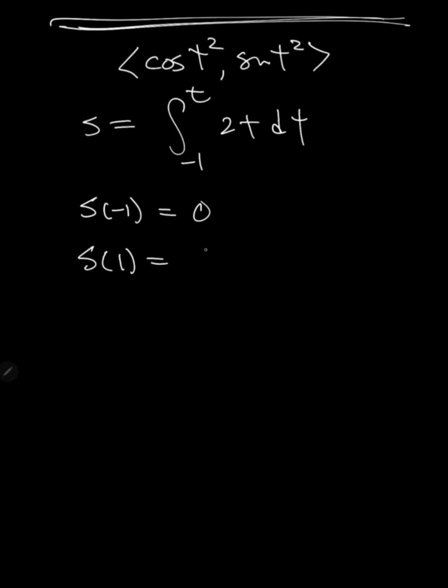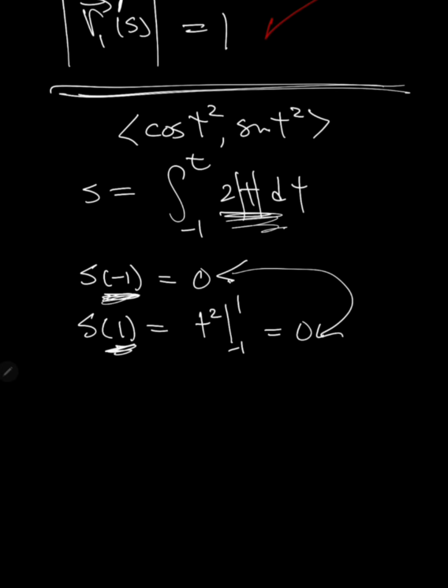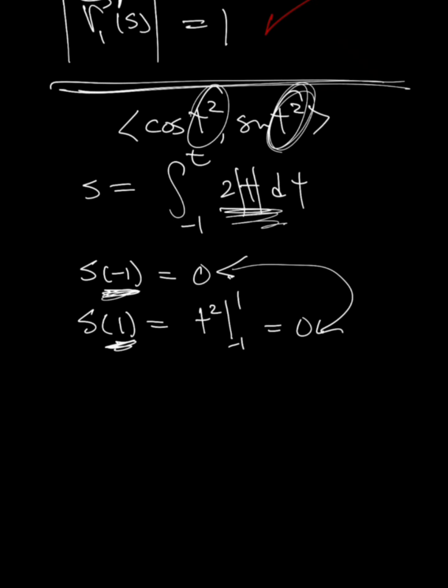When you actually integrate this, what do you get for s of 1? You're going to get t squared from minus 1 to 1, and you're going to get 0 as well. So somehow you're not traveling, you're not doing an arc length. You actually double back and come to the same place. How did that happen? Well, you weren't careful around here. This actually should be an absolute value, not just 2t. Essentially, because of this t squared, you're doubling back. And that's potentially a problem if you're not aware of it.